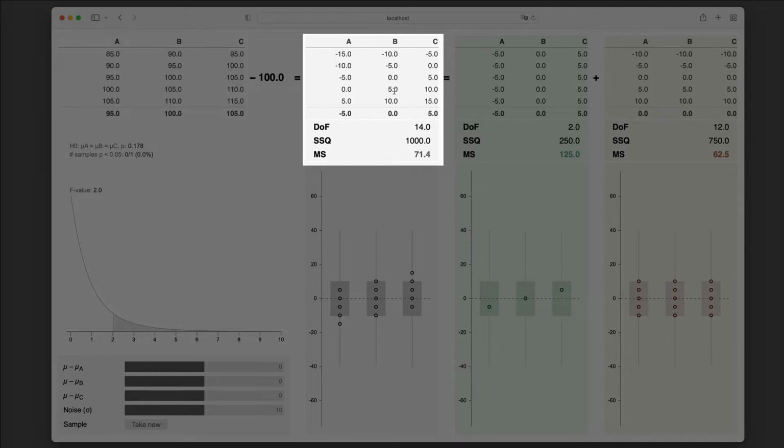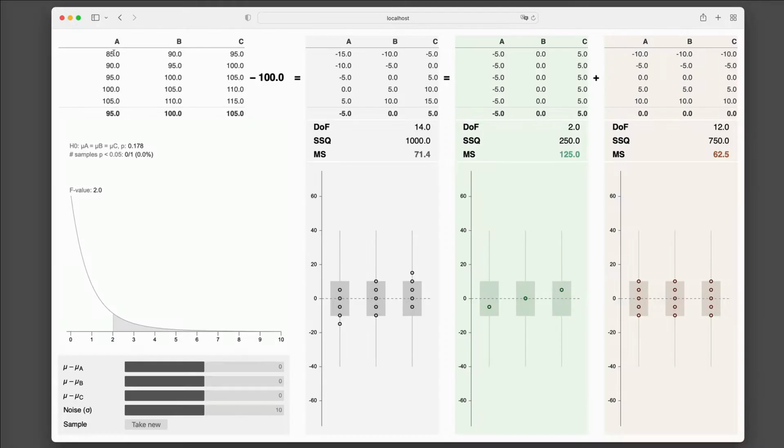Again, this is the same data, but unbiased, so we removed the grand average. Now we can calculate, first of all, how many degrees of freedom we have. You remember degrees of freedom is how many independent values we have. At the beginning, we had 15 independent values.